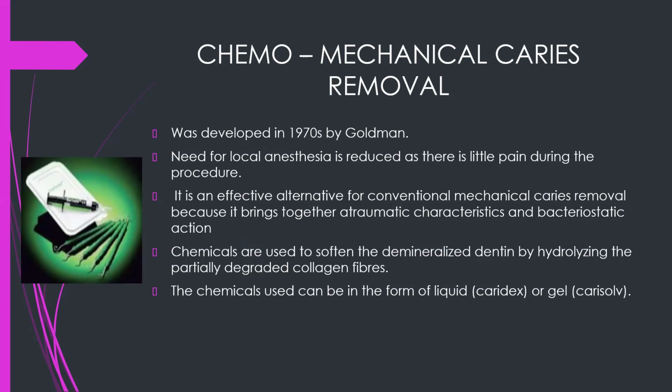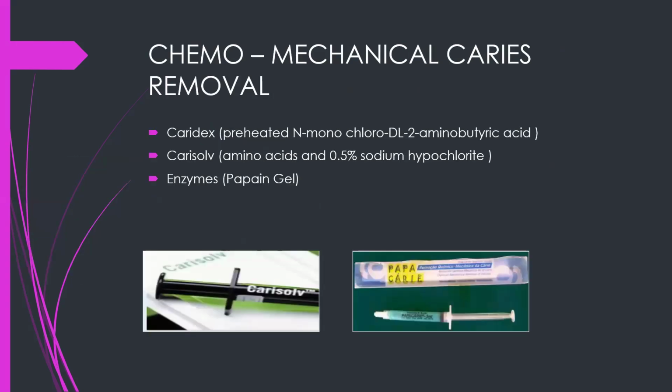The chemicals earlier were used in the liquid form, but we are preferring gel form now. Some of the materials which can be used are Caridex, which consists of preheated N-monochloro-DL-aminobutyric acid. Carisolv is very popular now. It consists of two syringes which are mixed, consisting of amino acids in one and 0.5% sodium hypochlorite in another.